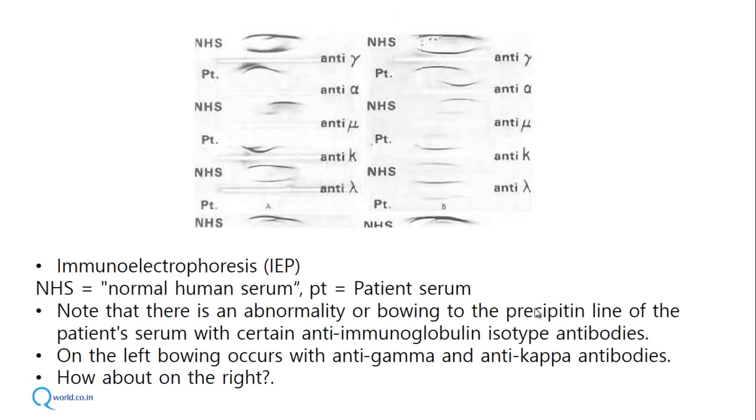So this is the immunoelectrophoresis pattern of normal human serum compared with the patient. NHS stands for normal human serum. This is the patient's serum. Now see that there is an abnormality or bowing of the precipitin line of the patient serum with certain anti-immunoglobulin isotype antibody, for example anti-gamma as well as anti-mu or kappa. In the same way, this is the second scenario. Now you can look for yourselves which one is banding or bowing.